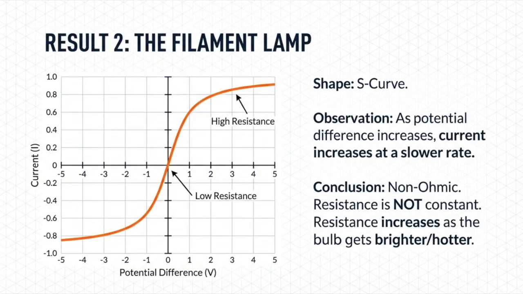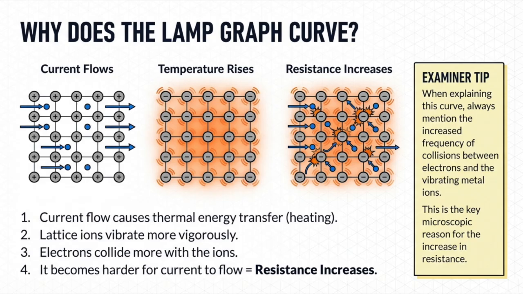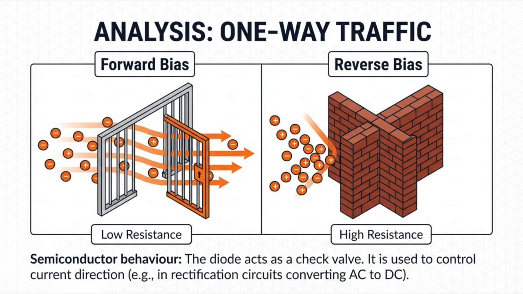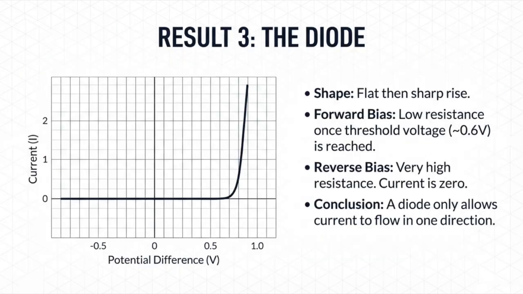Now, the filament lamp, that's a whole different story. Its graph starts off straight, but then it curves over and gets shallower. Why? Well, as the current flows through that tiny filament wire, it gets seriously hot. This makes the metal ions inside the wire shake about like crazy, creating a massive traffic jam for the electrons trying to get through. So its resistance goes up. And then we have the diode. If you try to push current through it the wrong way, the reverse direction, its resistance is massive and pretty much nothing gets through. But if you push it the right way, the forward direction, as soon as you hit about 0.6 volts, the resistance just collapses and current floods through. It's basically a one-way street for electricity.